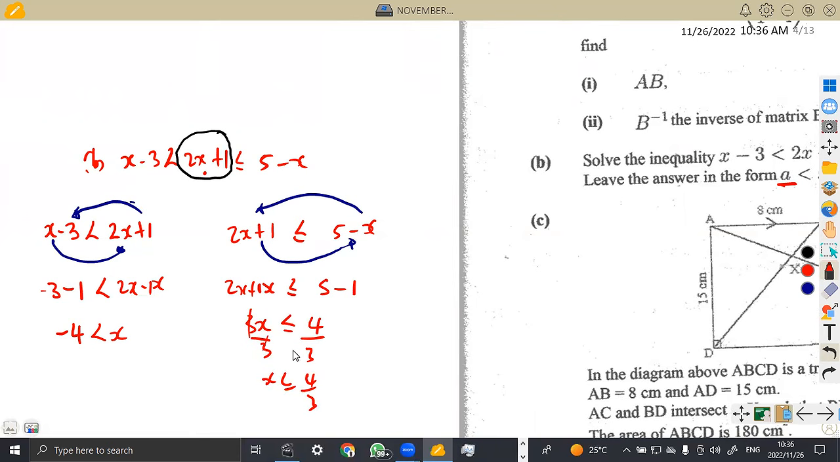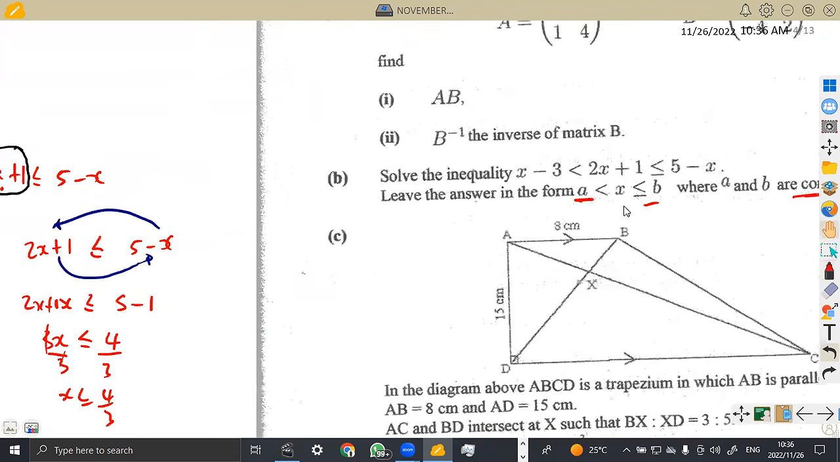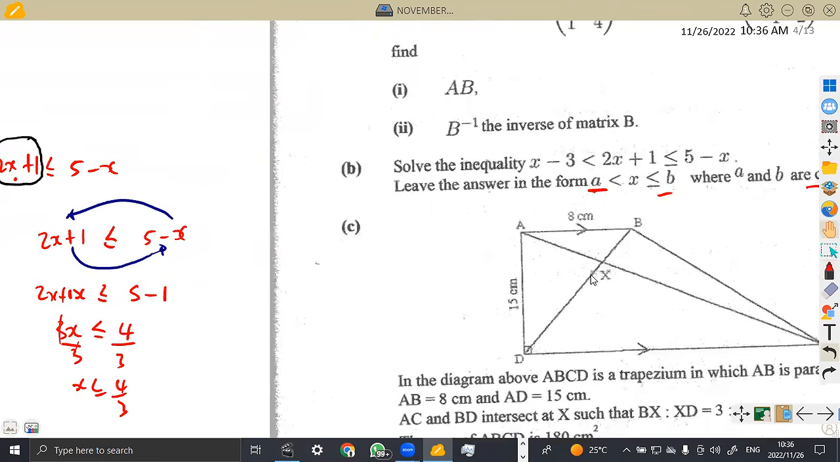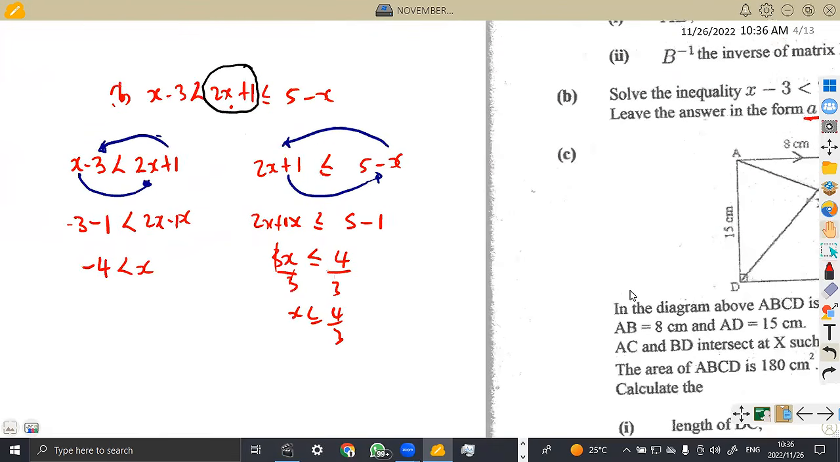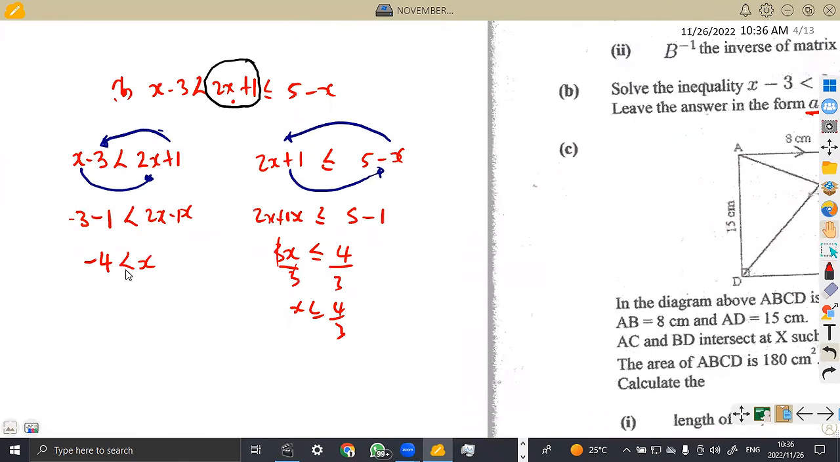Therefore, now let's write it in the format that we are given: x is greater than a, but less than or equal to b. So we can start with the smaller number, which is negative 4. So we are going to have x greater than negative 4, but the same x is less than or equal to 4 over 3. So that was the inequality.